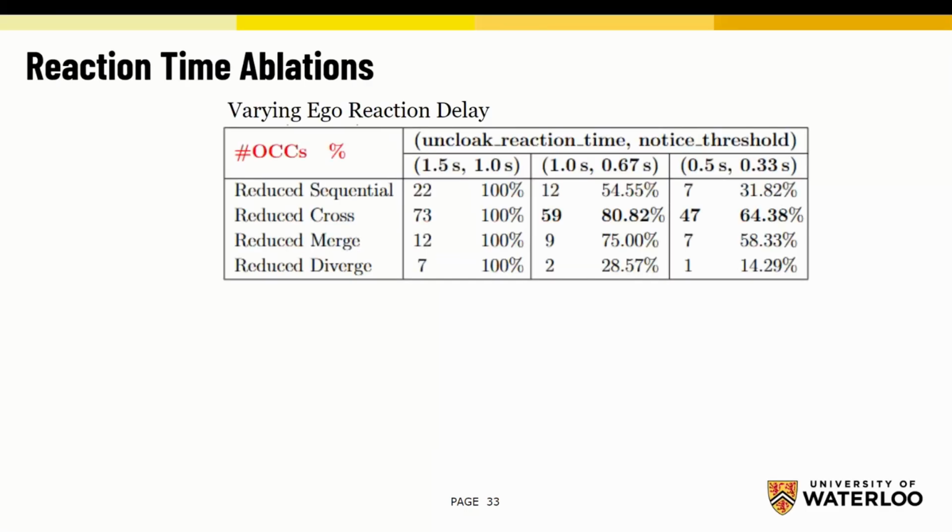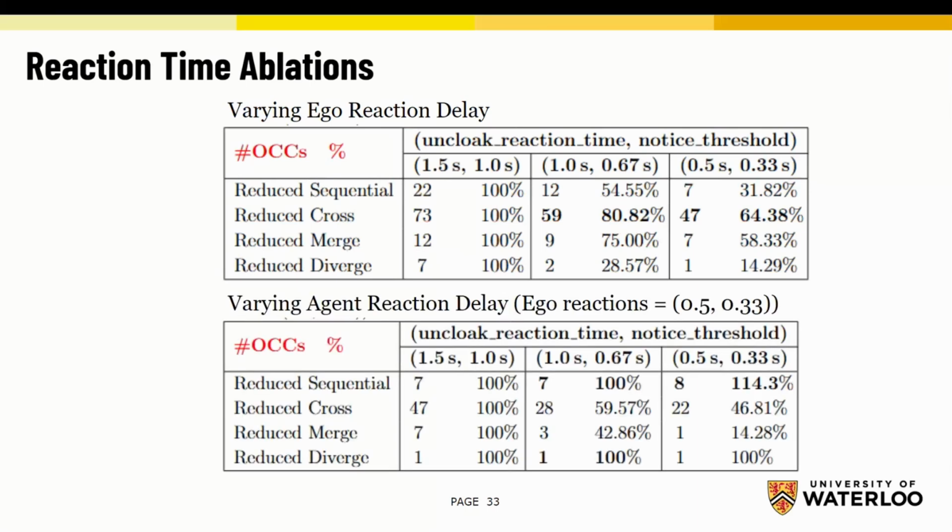Finally, we get to the reaction time ablations. Here, we're reducing the reaction time of ego. We're keeping everybody else at the same reaction time, and we're making ego faster. We're simulating an autonomous vehicle driving around other human drivers. And as we can see, some OCCs are no longer OCCs. A faster reactor is able to evade some of these, but not all of them. Some are robust, some survive the cull. In particular, cross scenarios, which have a very high closing speed, are the hardest to react to quickly, and so most of them end up surviving.